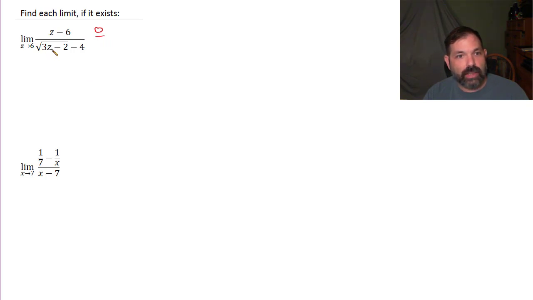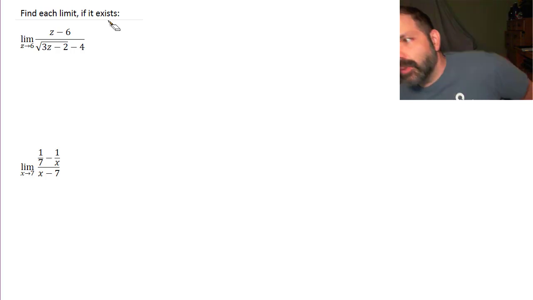6 is 18. 18 minus 2 is 16. The square root of 16 is 4. 4 minus 4 is 0. So again, we have an indeterminate form. All right, no good. Can't have an indeterminate form.